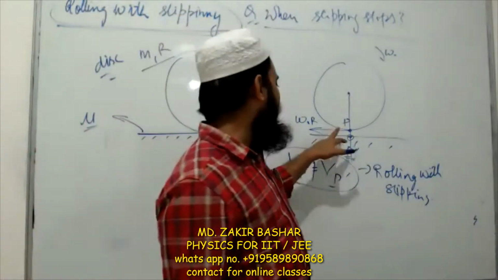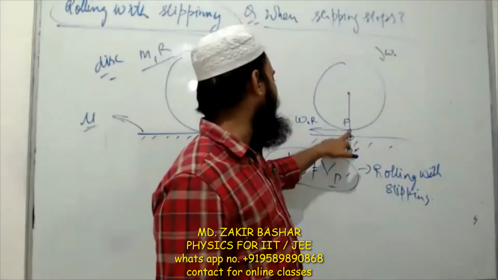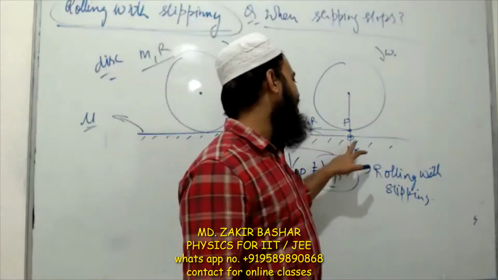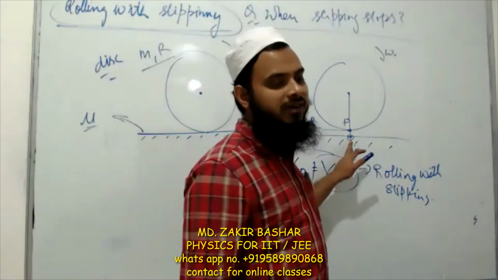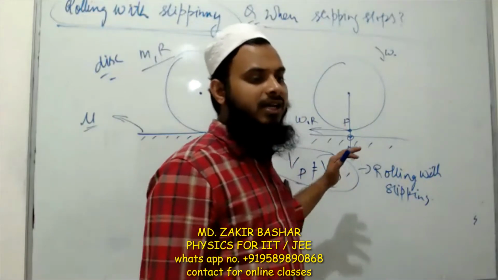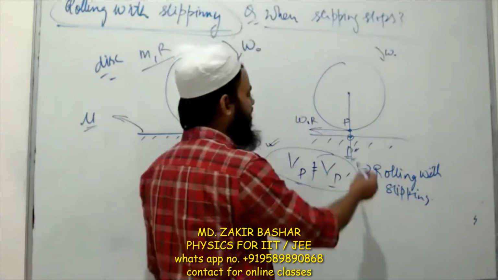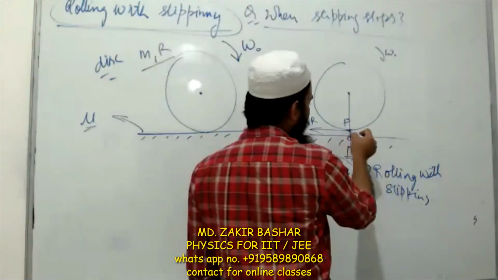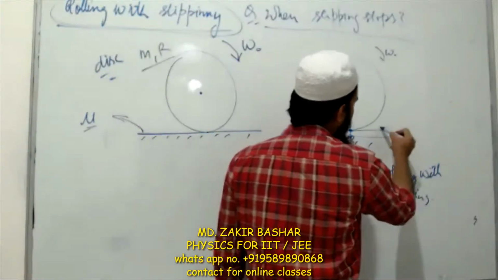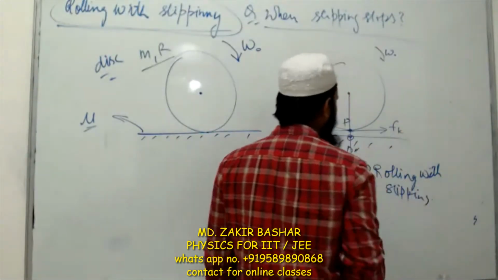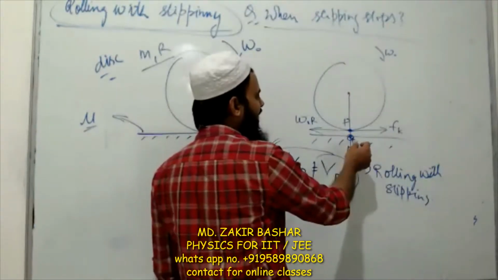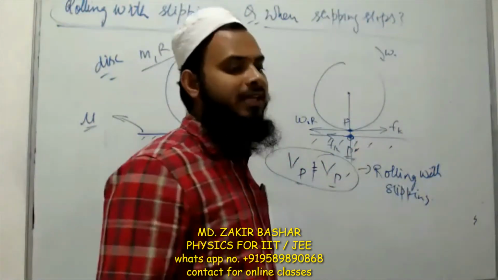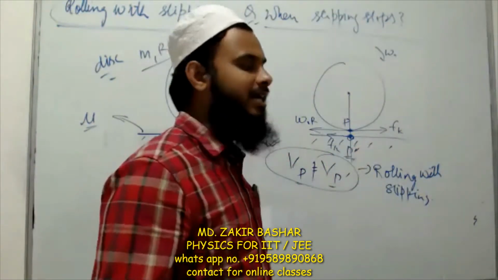You will see this point P is having omega into r in the negative i direction, and this point P dash, what? The velocity of the point is at rest. So what you will do? The direction of the kinetic friction: the kinetic friction opposes the velocity of this point. So the direction of the kinetic friction is Fk in this direction. This is clear, and the direction of the kinetic friction on the ground will be in this direction. It is because friction is always present in an action-reaction pair.